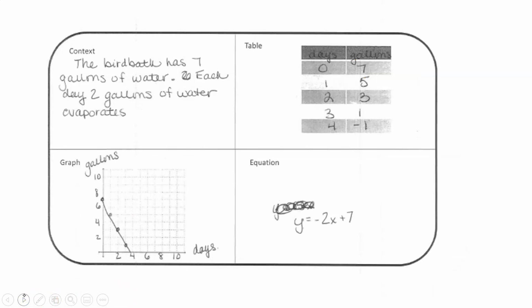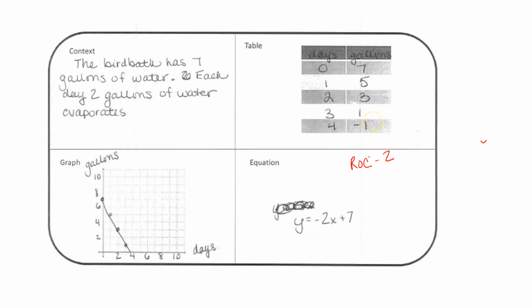The next one, you got the equation y equals negative 2x plus 7. So then I went to the table. I started with 7, and then each day I took 2 more away, because my rate of change, I'm sorry, is negative 2. So at the first day I'm at 5, second day I'm down to 3, third day I'm down to 1, then I dropped to negative 1, which we're not going to show on our graph.